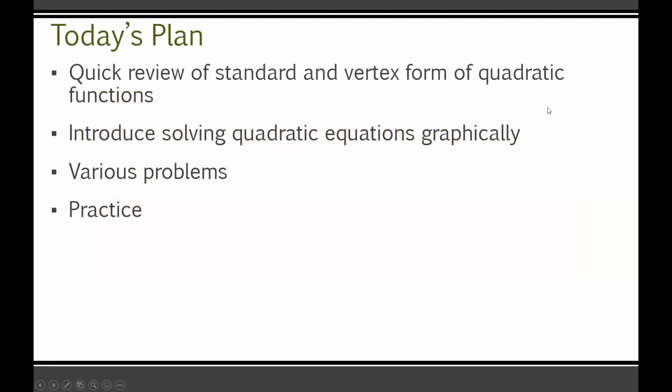So today's plan is we're going to start with a quick review of standard and vertex form of quadratic functions. Then I'm going to introduce solving quadratic functions graphically. We'll do various problems and we'll get some practice. This is in your printed note booklet. It is, of course, under that same heading, solving quadratic equations graphically. And you can follow along as we go through.